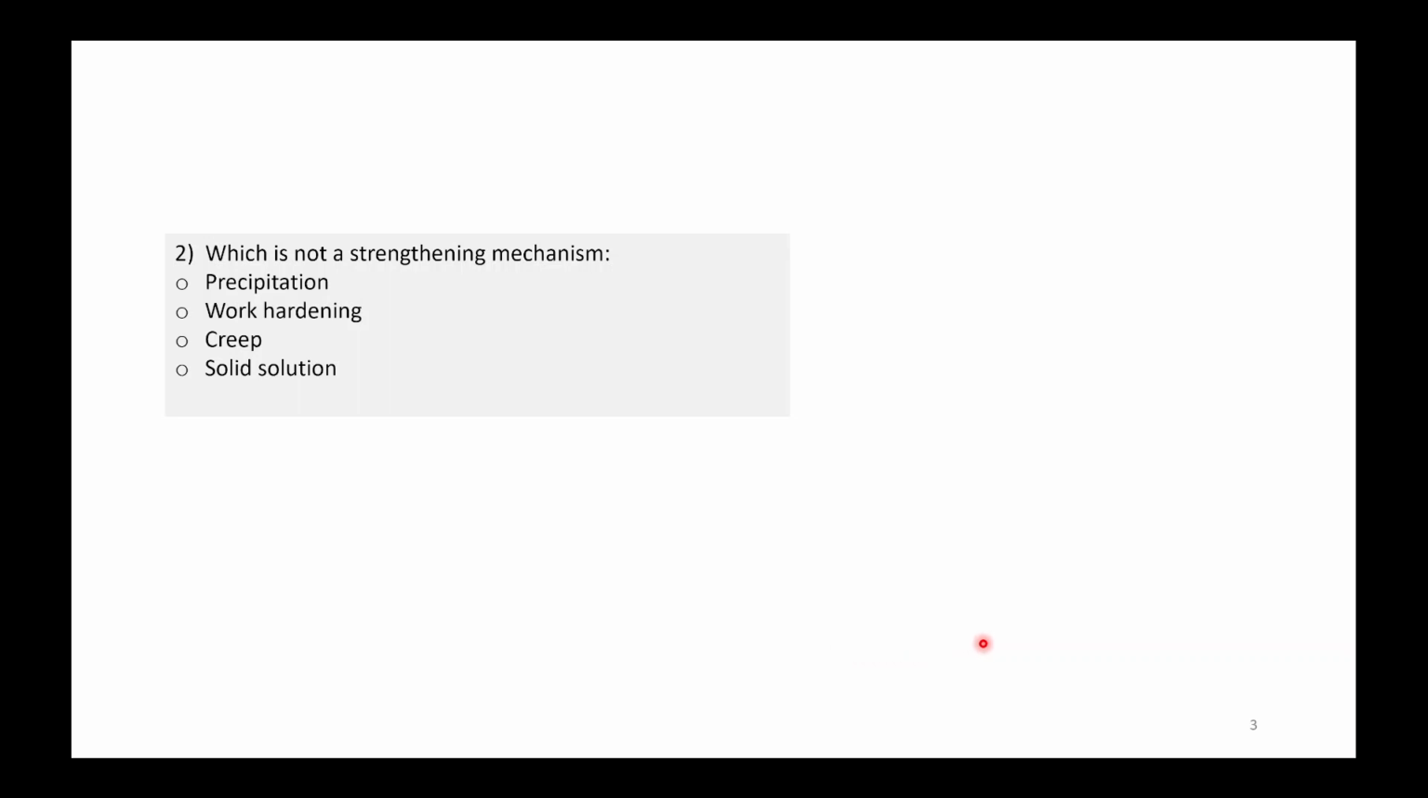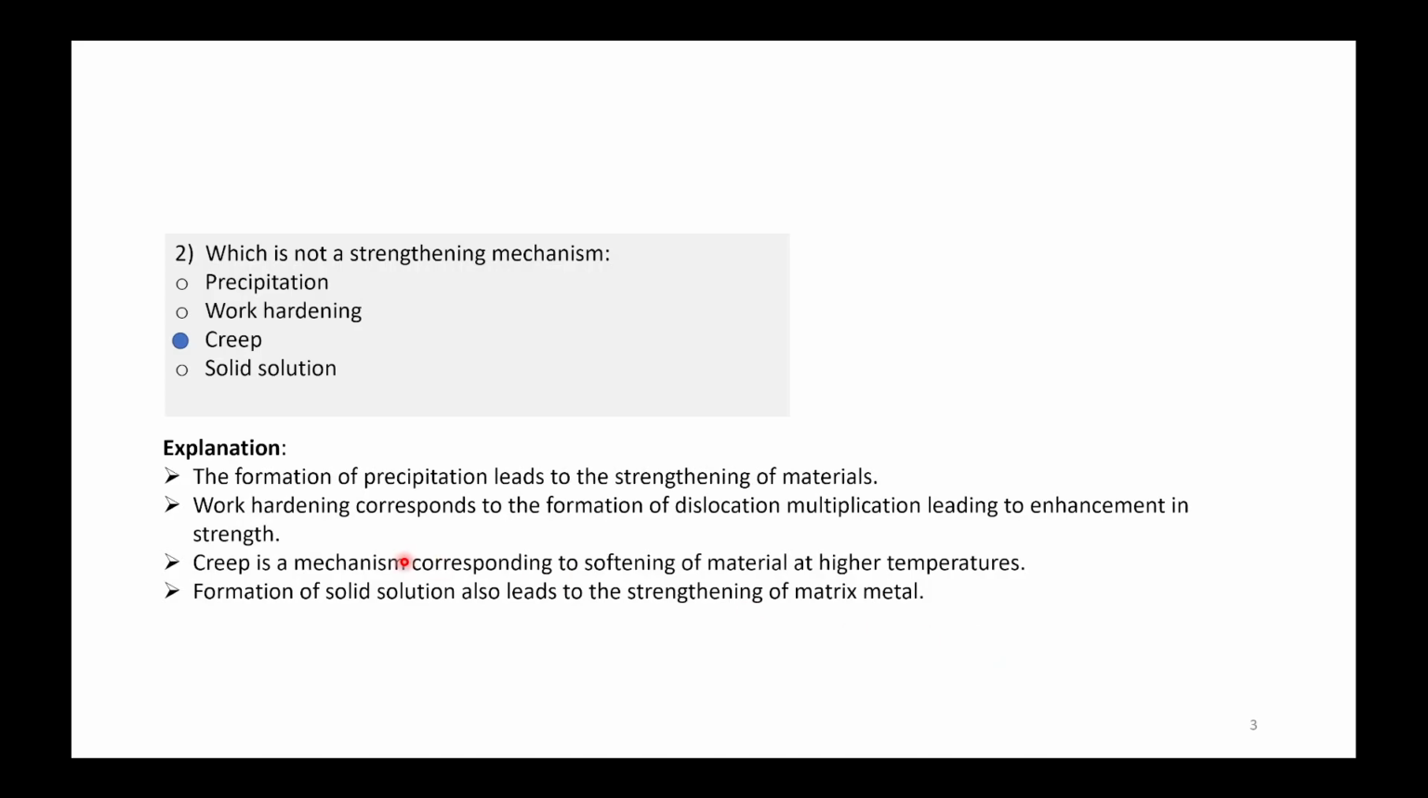The second question is, which is not a strengthening mechanism? Precipitation, work hardening, creep, and solid solution. Your answer will be creep. The formation of precipitation leads to strengthening of the material. Work hardening, as I told earlier, leads to dislocation multiplication, leading to enhanced strength. Third is creep, which is a mechanism corresponding to softening of the material at higher temperatures. Fourth, formation of solid solution also leads to strengthening of the matrix metal.